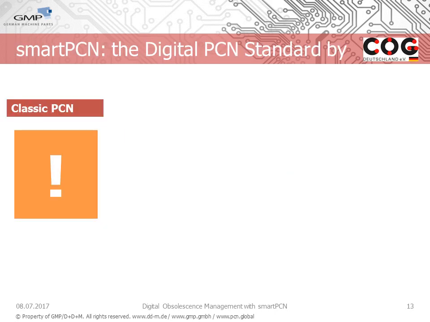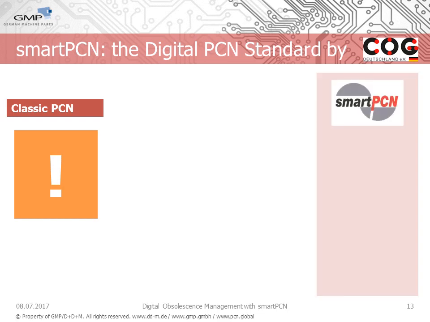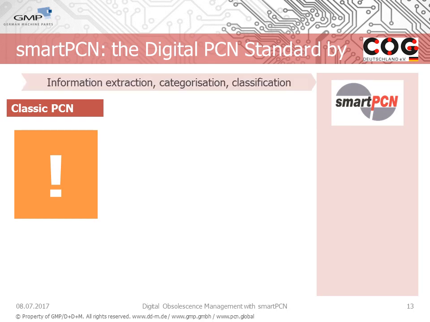The COG Germany did, within several years of voluntary work, comprehensive research on product change notifications. How do they look? What is the information contained? The result is smartPCN, a communication format for PCN. Now, how does it work? Just look at the classic PCN. In order to get to a smartPCN, we have to extract information, do categorization and classification by looking at the content of a PCN.